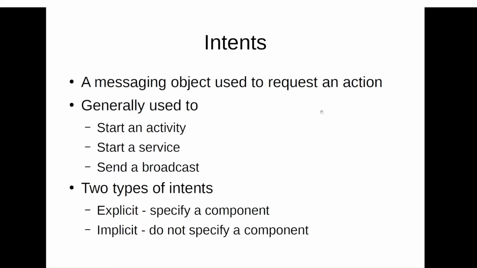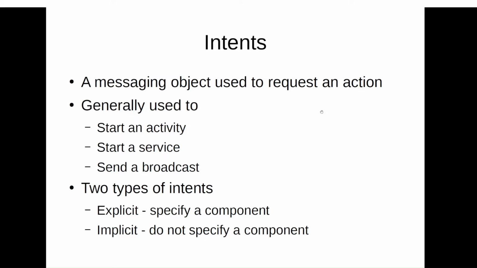The first type is what we call an explicit intent, where a target is specified by name. So we specify the component that we are trying to send this message to, or say, in the case of an activity, the activity that we are trying to launch. So that is an explicit intent.